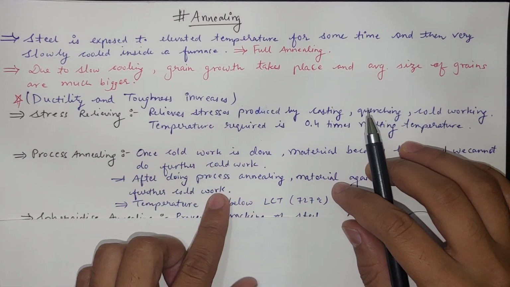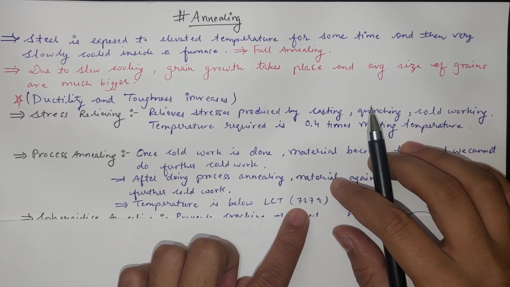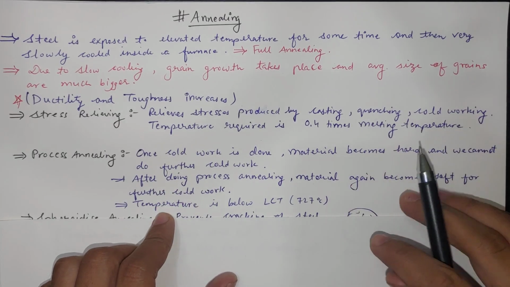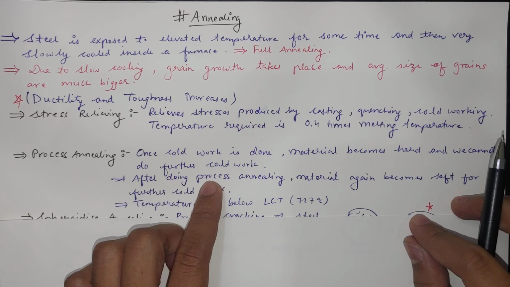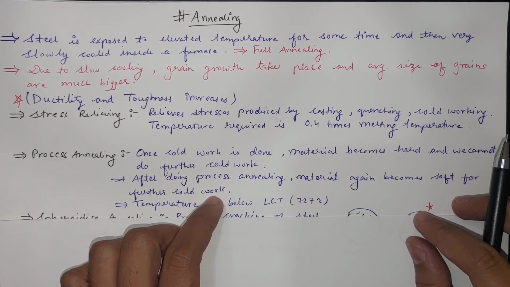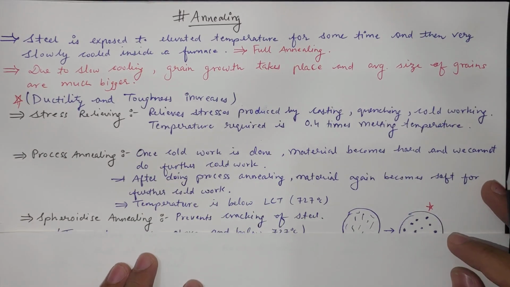We are in the same phase in which the material is, and there is no change in the microstructure. We heat the material, cool it inside the furnace and then do the cold work. In some cases we do cold work in parallel after heating the material. When the material is heated, it remains soft.